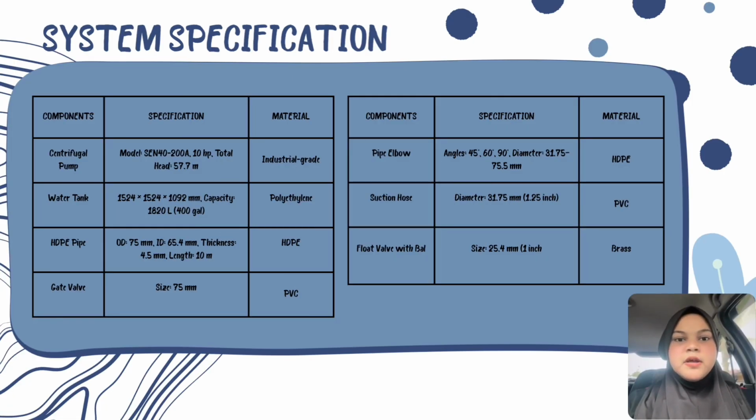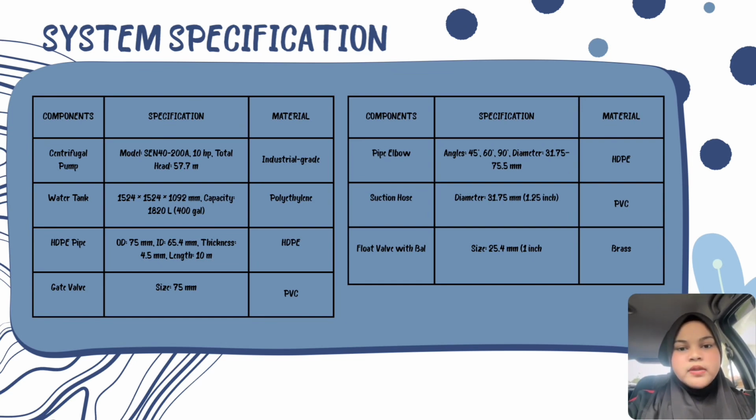This slide presents the main components used in the water piping system design for the FKMP construction site at UTHM. Each component has been carefully selected to ensure durability, efficiency and low maintenance. First, we have the centrifugal pump, model SEN 40-200A, with a power rating of 10 horsepower and a total head of 57.7 meters. The pump serves as the primary device that moves water from the lake to the construction site efficiently and continuously.